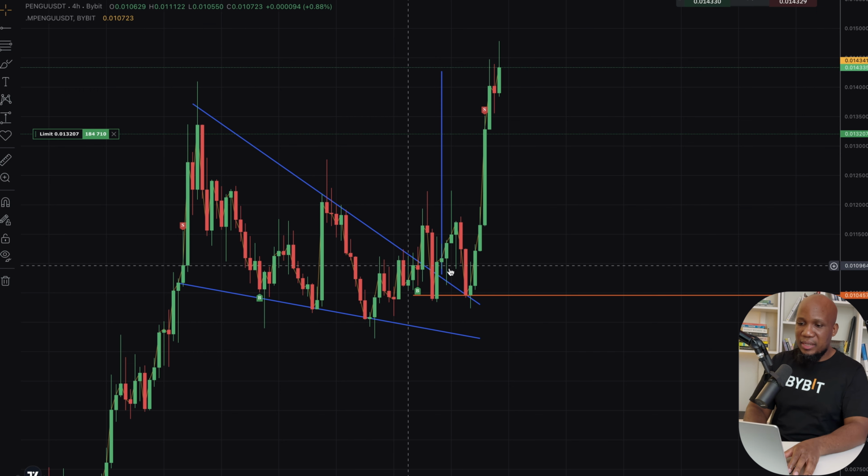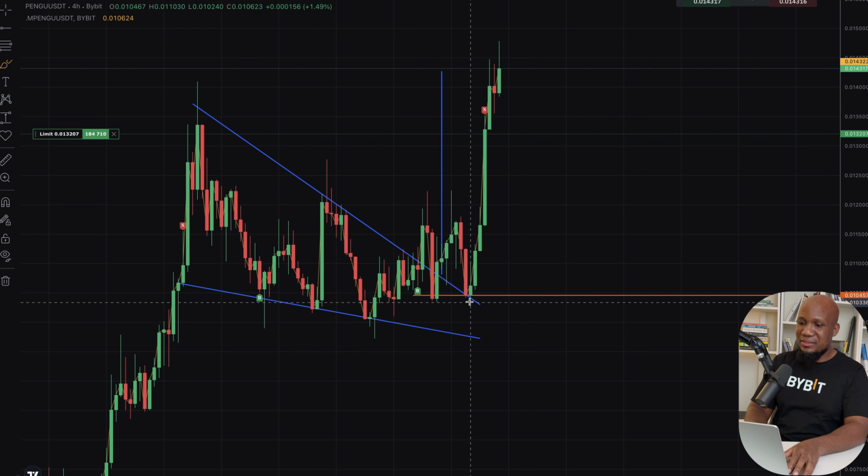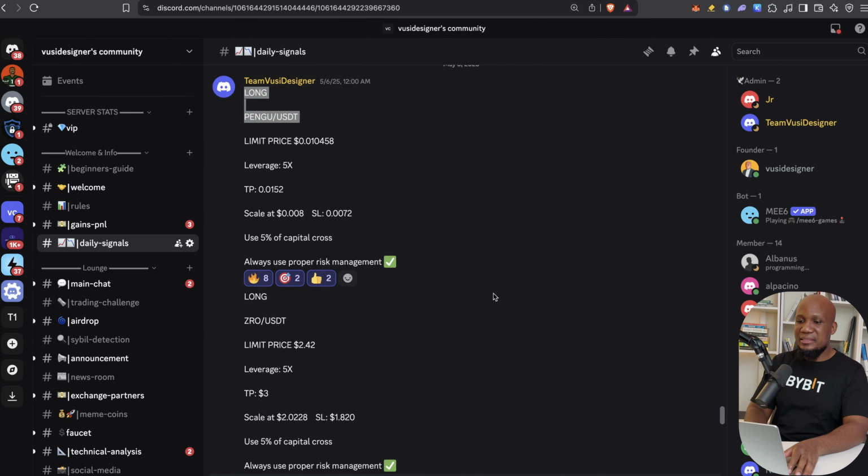Now, what I want to show you guys is this point of interest here. So this specific line here was our entry. And this is the same entry that we gave here on a limit order. You can see this is the exact same price. And we gave you guys the leverage that you should be using, your stop loss, or when exactly to scale, and money and risk management.